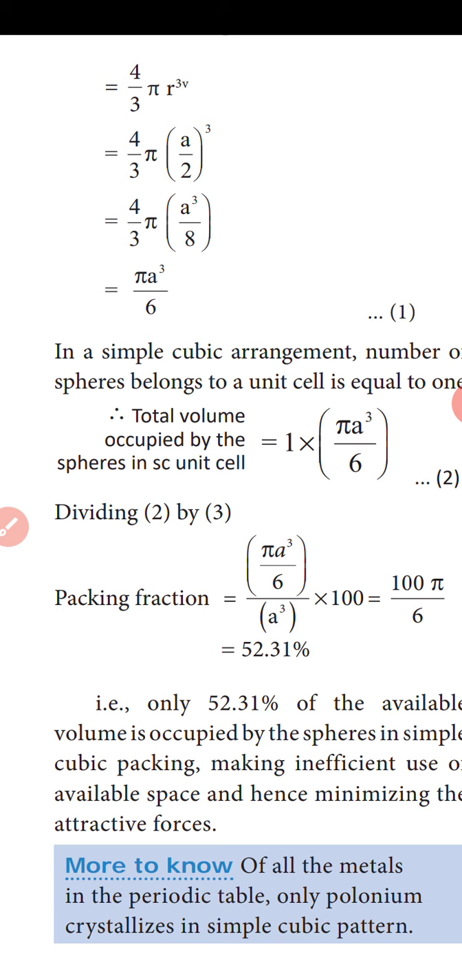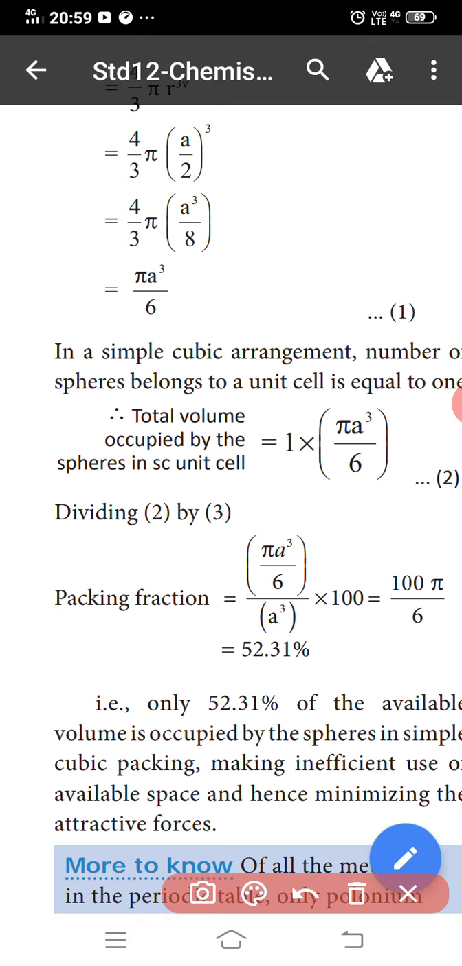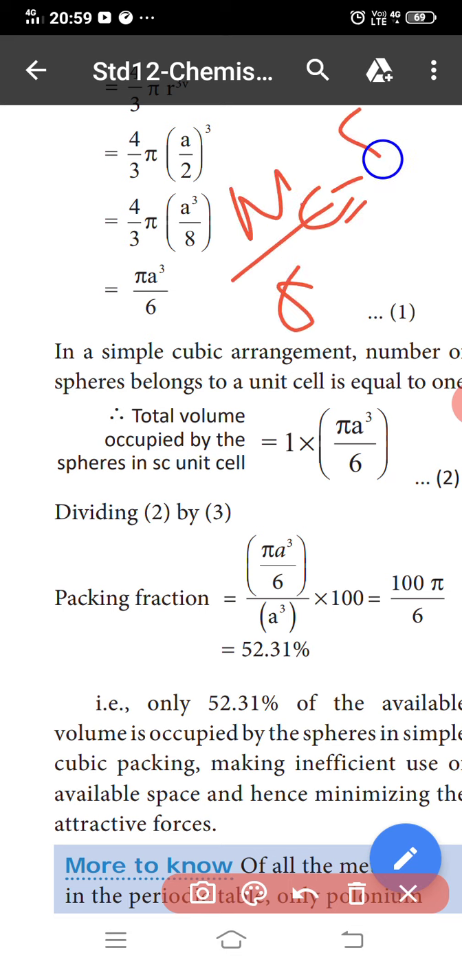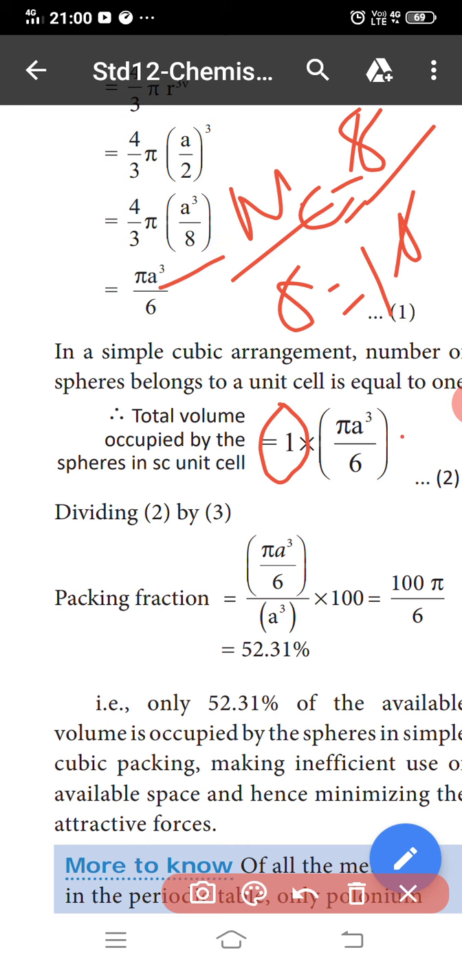So 1 into pi a cube by 6. The 1 comes from the simple cubic unit cell formula Nc by 8. So 8 corners are present, so 8 by 8, the 8 cancels, equal to 1. The 1 is the number of atoms in a simple cubic unit cell. So 1 into pi a cube by 6.